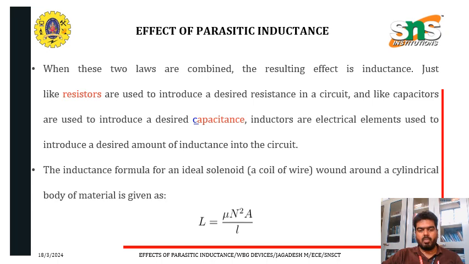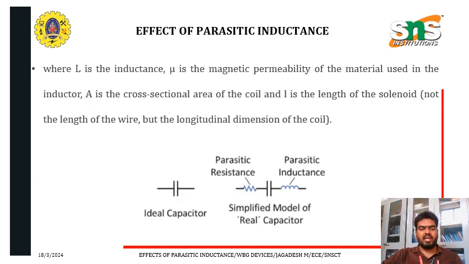The inductance formula for an ideal solenoid, meaning a coil of wire wound around a cylindrical body, is given by L equal to mu n square A by l, where L is the inductance, mu is the magnetic permeability of the material used in the inductor, A is the cross-sectional area of the coil, and l is the length of the solenoid. That is not the length of the wire, but the longitudinal dimension of the coil.